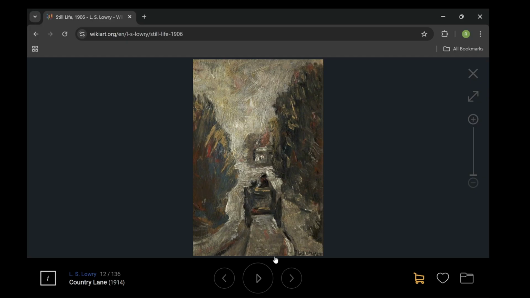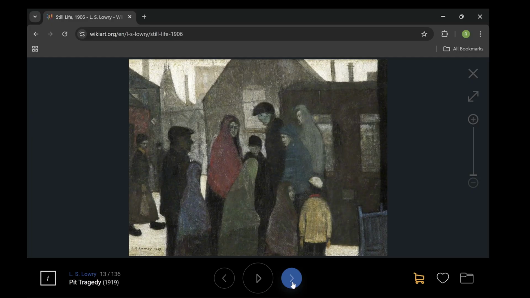Country lane. And he painted for many, many years before he became well known. He practiced his art and it took him somewhere. And these are the paintings that got him there. Now, here's the beginnings of something, a pit tragedy. Oh my goodness. A meeting of people, maybe discussing what's happened. So maybe someone's trapped down the mine, or several miners are all trapped in there. You'd have collapses and things like that all the time.